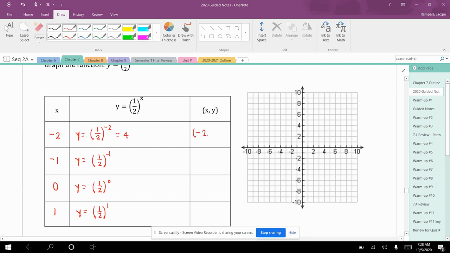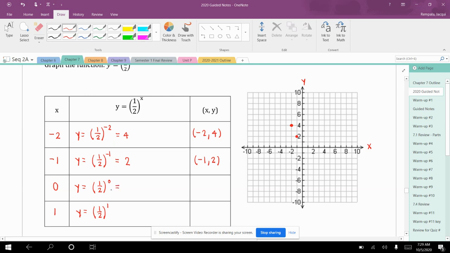So my ordered pair is -2, 4. So once again, x goes first, y goes second. I'm moving 2 to the left and up 4, plotting my point. If we have 1/2 raised to the -1st power, same idea. You'd go to the calculator, type the parenthesis, do the fraction, and then close the parenthesis and raise it to the -1st. You'll see that that ends up being the number 2. So we get -1, 2. So 1 to the left, up 2, plot my point.